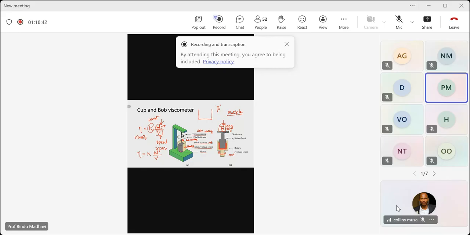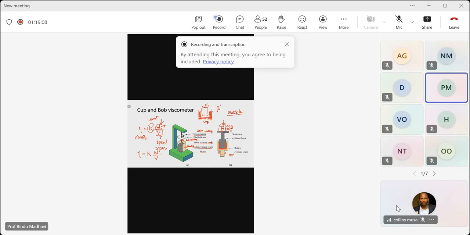But the problem is when you have the cup, which is like this. We fill the liquid like this. And now the bob is rotating inside the cup. So this is what is happening. So this is the liquid. Are you able to see the diagram that I have drawn? No, we are not able. No. Yes. It will come.